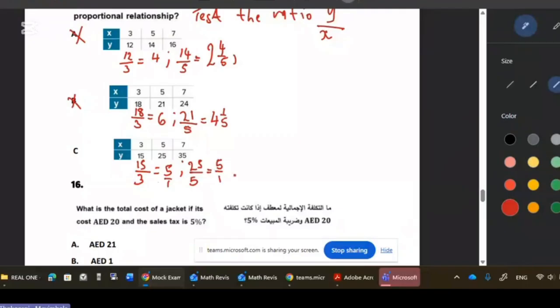So it's 5 over 1 as well, right? What about 35 divided by 7? 5. What is the answer? 5 over 1. What can you notice here? The ratio is the same. So is it proportional or not proportional? Proportional. So this is our answer. This is the correct one. Now let's move on to number 16.